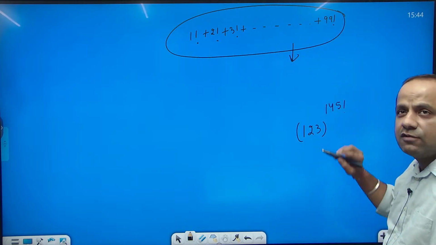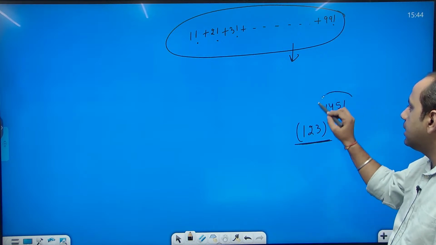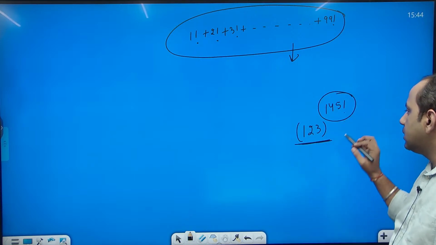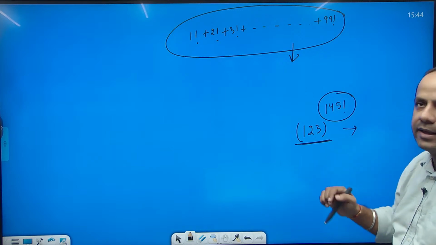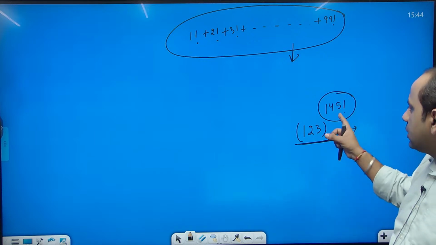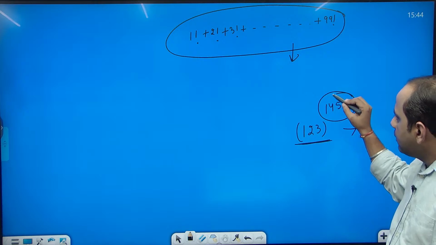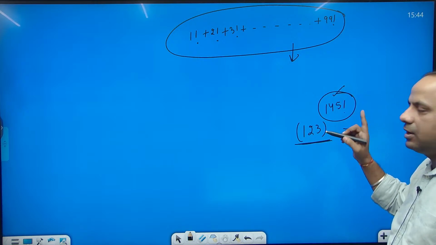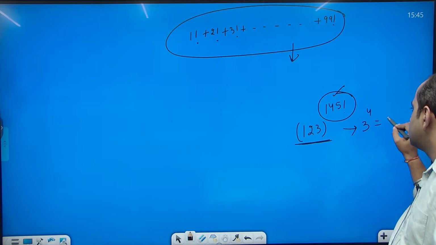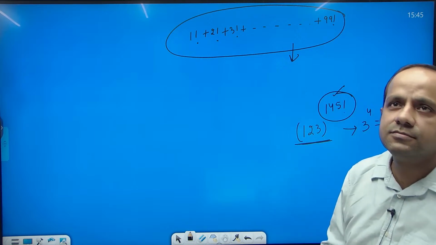123 raised to the power 145 factorial means this is a third category number. So we have to divide 145 factorial by 4. And we know that 145 factorial is divisible by 4, and any factorial greater than 4 will be divisible by 4. So 145 factorial is divisible by 4. That means when I divide 145 factorial by 4, the remainder will be 0. So if the remainder is 0, the unit digit will be 3 to the power 4. That means 1 is your answer. Is it okay now?